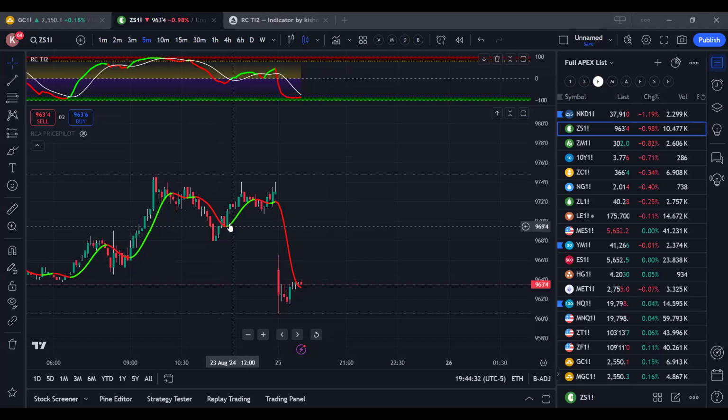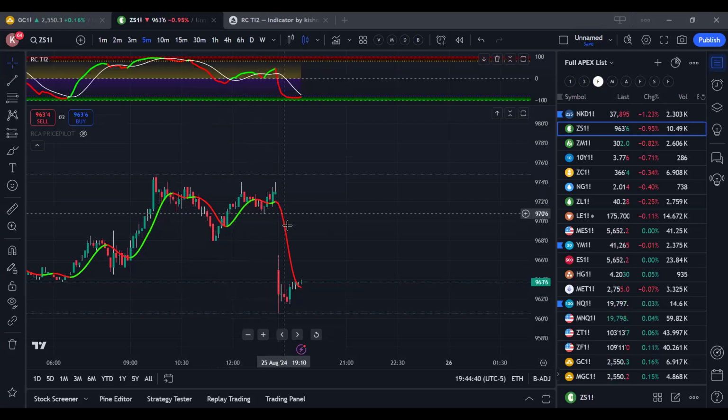Whenever price is above this line, that means it is bullish. Whenever price is below this line, bearish. So if it is green, bullish. If this line is red, that means the price is bearish. For example, it went to the top. That means it is an overbought condition. If it goes to the top and starts turning red, that means the price will start dropping.